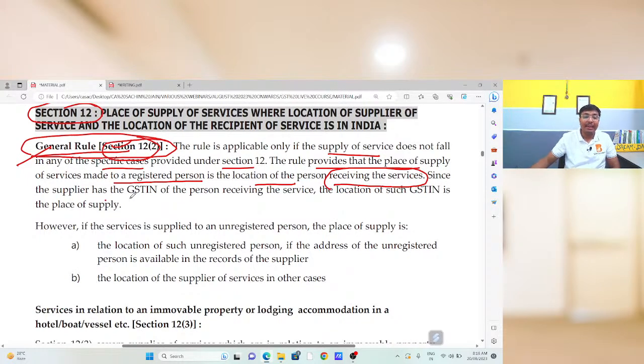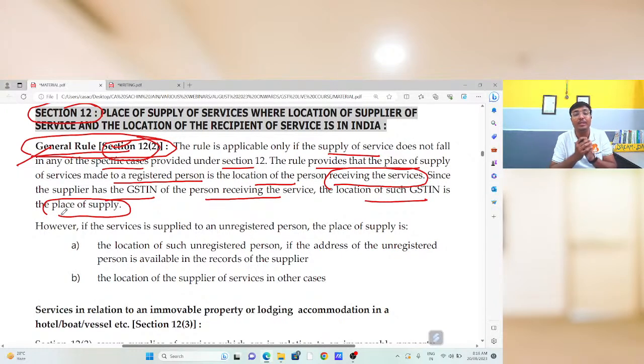Since the supplier has the GSTIN of the person receiving the service, the location of such GSTIN is the place of supply. Suppose Mr. X is coming to Jodhpur, Rajasthan, and he is already registered in Gujarat. He is coming to Jodhpur for my consultancy and I am providing the consultancy to Mr. X in Jodhpur, Rajasthan. In that case, I need to decide the place of supply according to the GSTIN. So the place of supply will be Gujarat and IGST should be charged.